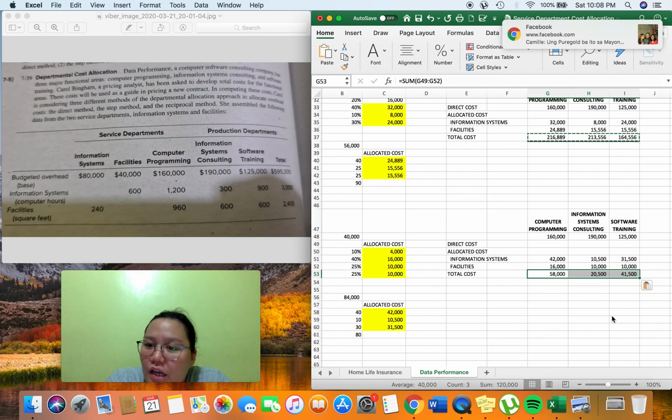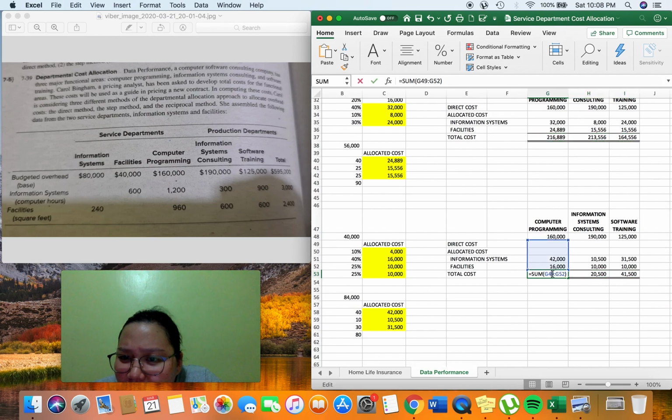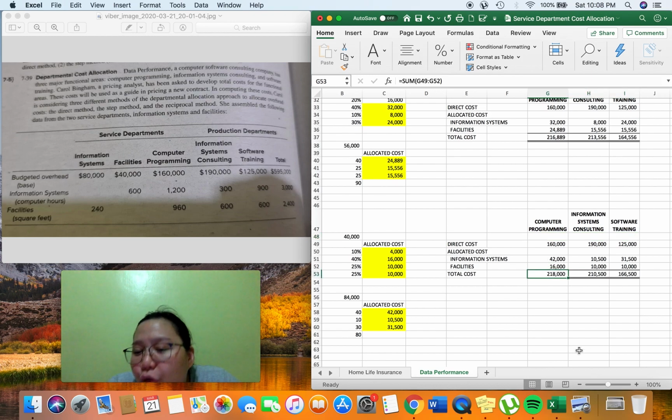So the total cost of each production department after the service department cost allocation is as follows. So we have 58,000. Okay, there is something wrong with this formula. Sorry, wait. Okay. Sige, for a while. So we have 218,000 for computer programming, 210,500 for information systems consulting, and 166,500 for the software training.